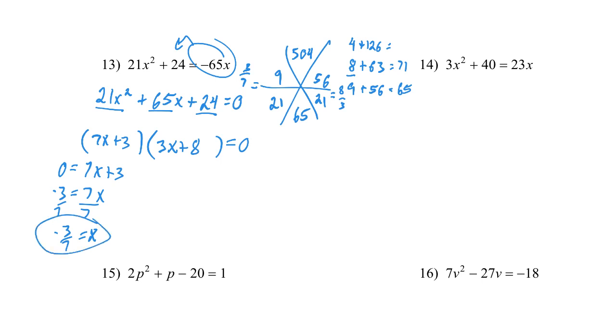Now you might notice that that is the opposite of the fraction that we got on the sides, which is always going to be the case. If you remember to switch it, then you can skip setting it equal to 0, but you have to switch it. So negative 8 equals 3x. X is negative 8 over 3. So there's my two solutions.